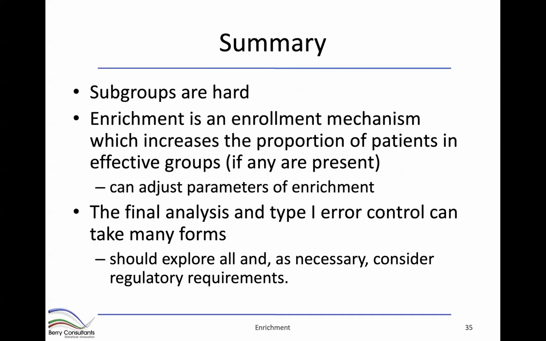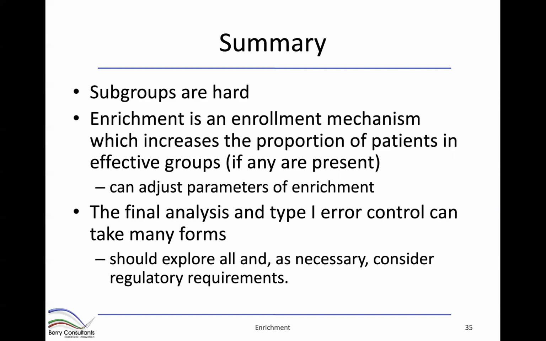So in summary, the main point is that subgroups are hard. If you include subgroups, you're asking multiple questions. These questions involve small sample sizes. You're going to lose power by doing that. You're going to need to increase your sample size meaningfully to do subgroups well. Enrichment is an enrollment mechanism. This is intended to increase the proportion of patients in effective groups, if any are present.